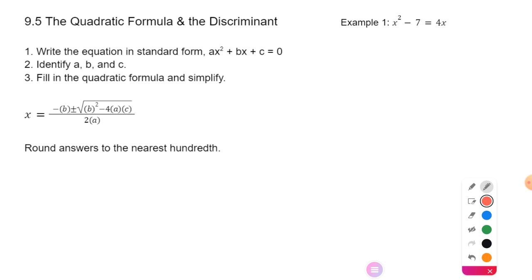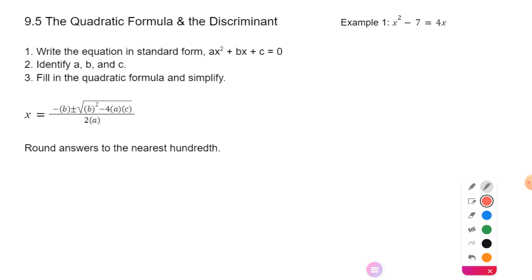So put it in standard form: ax squared plus bx plus c equals 0. Identify your a, b, and c. Those are numbers. And then fill in the quadratic formula and simplify. Unless told otherwise, we are going to round answers to the nearest hundredth.